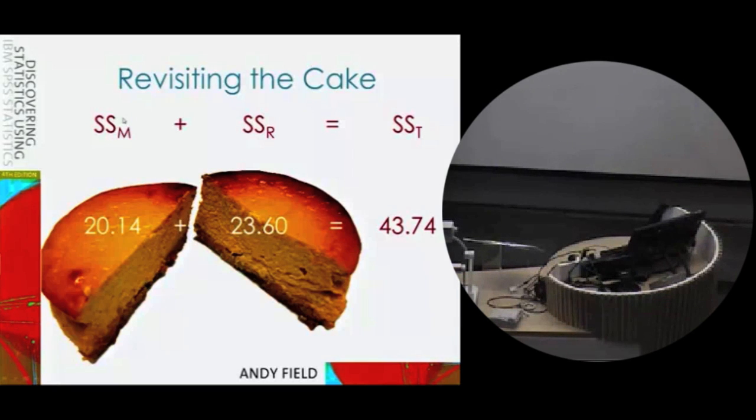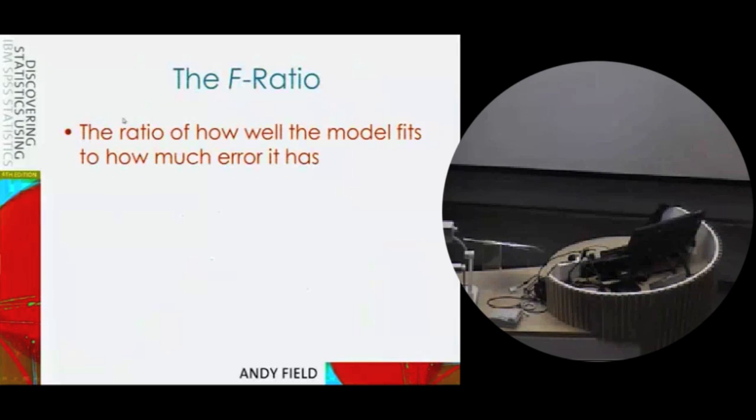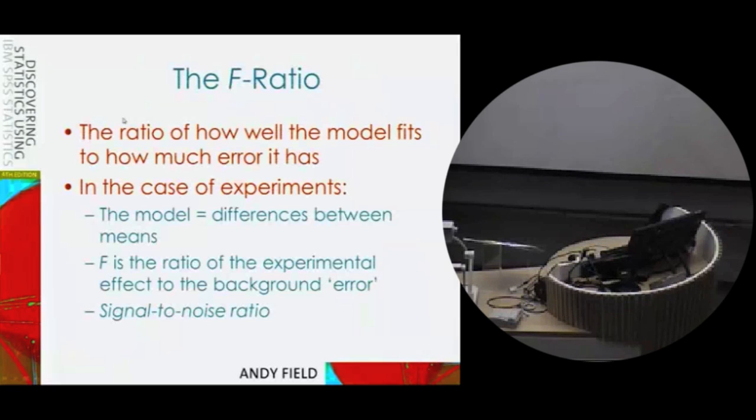That works with the degrees of freedom as well, which I thought was on that slide, but it's not. So you can add the degrees of freedom. You've got 2 for the model, 12 for the residual, and that gives you 14, which was what we had for the total. So the F ratio is just how much the model fits the data relative to how much error there is. So I've said all this before.